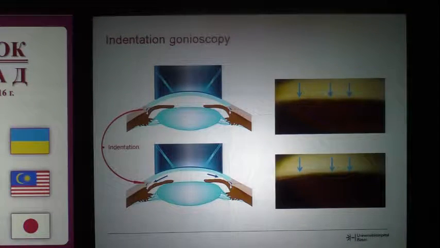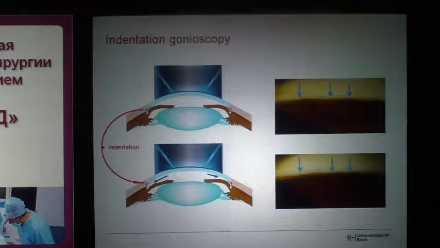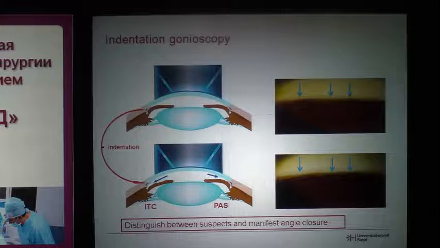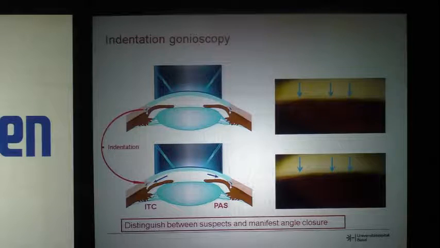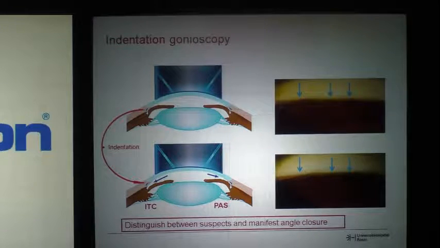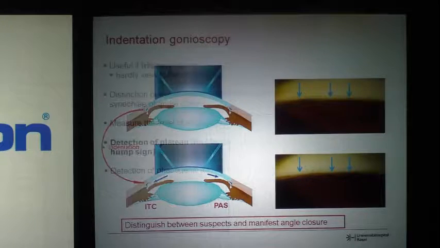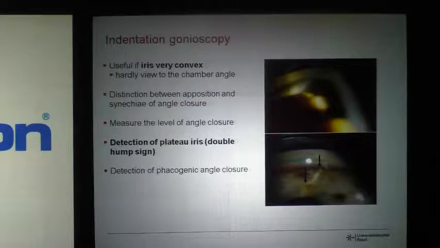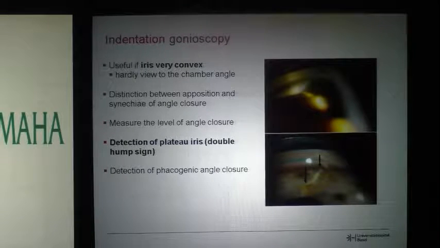So by indentation, we try to open the angle width, and if it's not possible, we have synechiae, as shown on your right side. And if it's open, it's only contact. So we can distinguish between primary angle closure suspects from manifest angle closure. A further interesting sign is to detect plateau iris if you have the double hump sign, which I'll show you later.